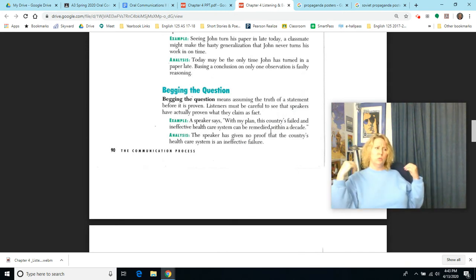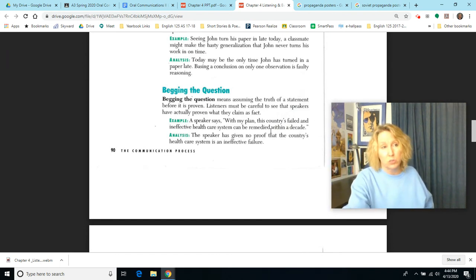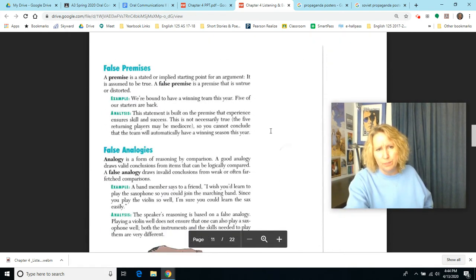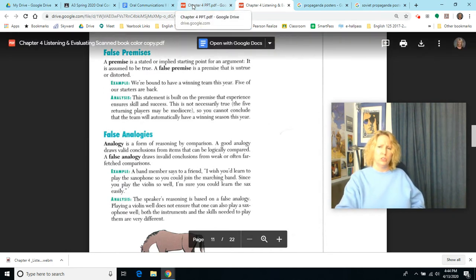So this is when someone makes a big, broad statement that it's going to be a fact, but you've not given me any evidence. So it begs the question, where's the evidence? Next section. It's a false premise. Now we're going to look at the PowerPoint here in just a moment because I've got a good example. But a false premise is a stated or implied starting point for an argument, and this is implied that it's true. A false premise is one that's not true.